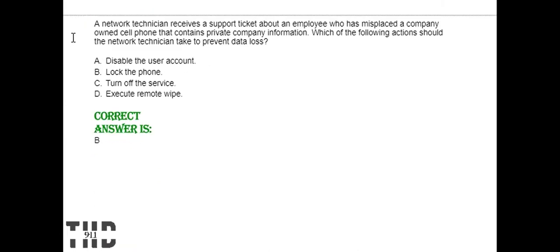A network technician receives a support ticket about an employee who has misplaced a company-owned cell phone that contains private company information. Which of the following actions should the network technician take to prevent data loss? Option A, disable the user account. Option B, lock the phone. Option C, turn off the service. Option D, execute remote wipe. The correct answer is option B.